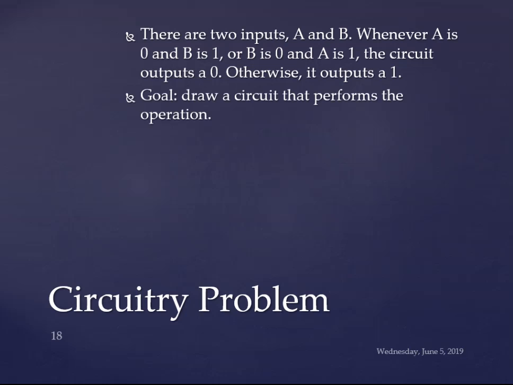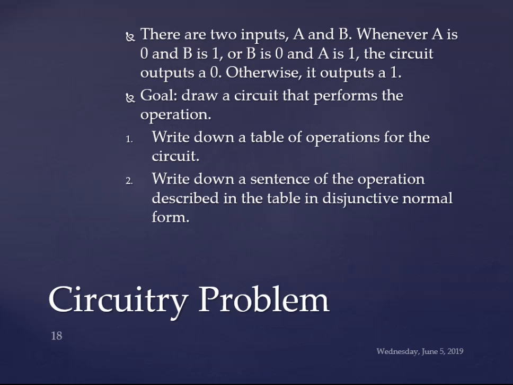Now, how are we going to do this? How are we going to achieve this goal? Here's the means to doing that. First step, we're going to write down a table of operations for the circuit as specified by the word problem. Then we're going to write down a sentence of the operation described in the table in what will be disjunctive normal form. That's assuming there are going to be outputs that have one. It depends on what you have in the circuit, and we'll think hard about that as we go.